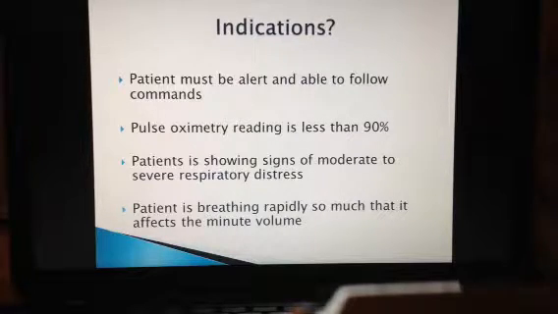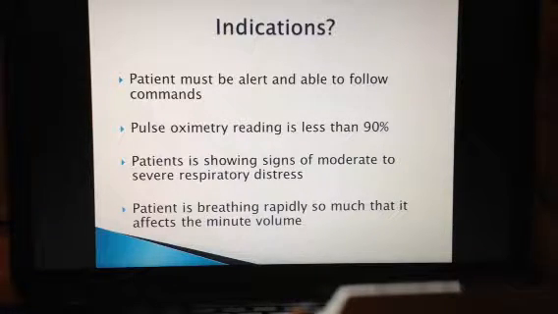They must be able to do that. Their pulse oximetry reading is usually less than 90%. Patients are showing signs of moderate to severe respiratory distress, meaning they're in the tripod position, or they're using their accessory muscles to breathe. And also if the patient is breathing rapidly so that it affects the minute volume.